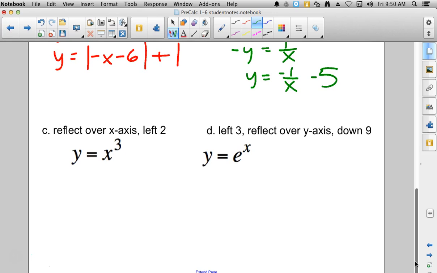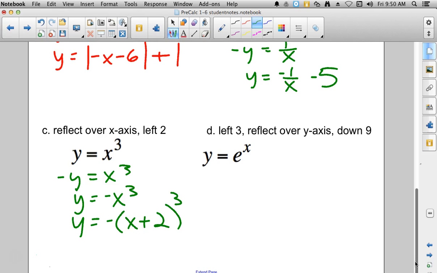Parent is the cubic function. How do we reflect it over the x-axis? How are we going to make that move to the left? Yeah, it has to be in parentheses. And what do we put in those parentheses? Good. Don't forget your little cubic. That's something we do because we get going too fast.